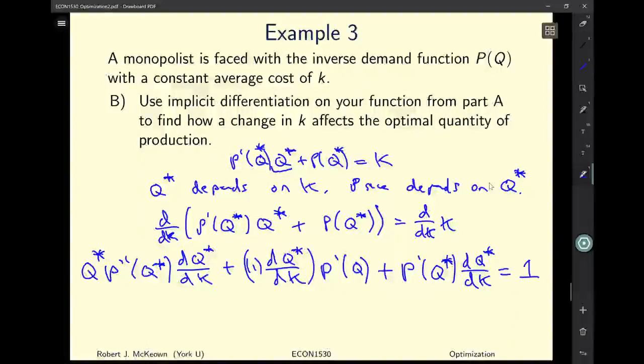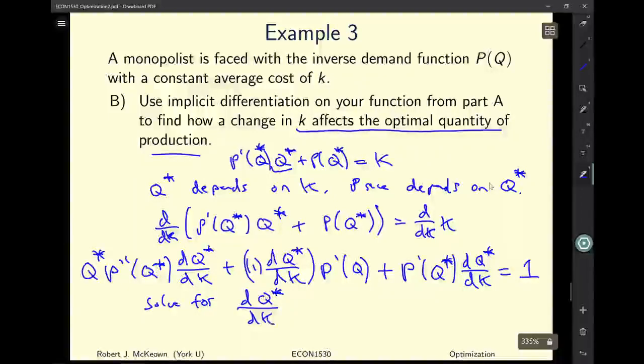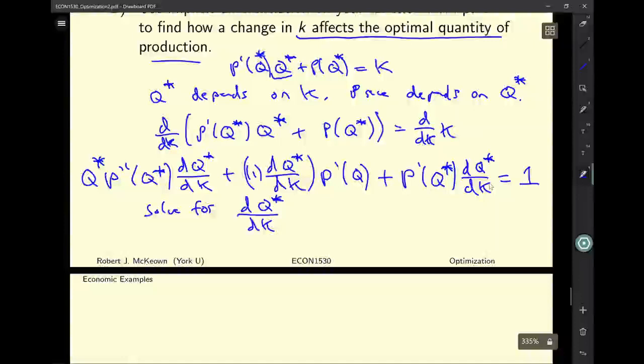Now what do we want to do? Well, we're asked to find how a change in K affects the optimal quantity of production. So let's solve for the change in optimal quantity with respect to a change in the average cost. Where do we find this change? It's right there, it's right there, and it's right there.